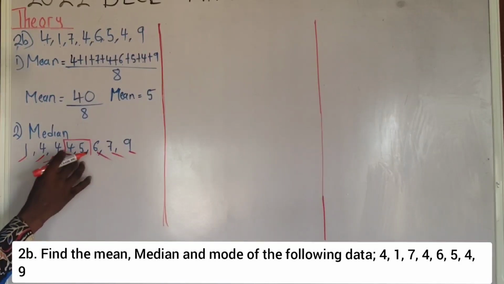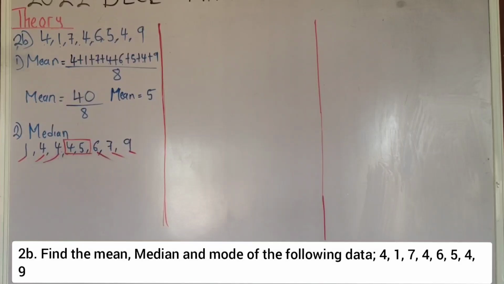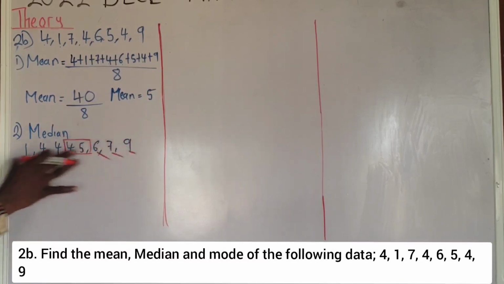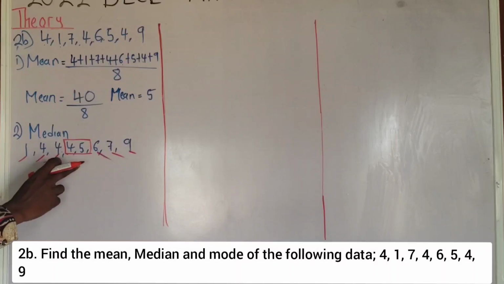Please pay attention. We are having two numbers at the middle, and these two numbers are 4 and 5. So you have to take the average of 4 and 5 to get the median. The reason why we have two numbers at the middle is because the number of data that we have is 8, and 8 is an even number. If the total number of elements in our data set were an odd number, there would only be a single number in the middle, and that single number would be the median. But now we have two numbers at the middle, which are 4 and 5.